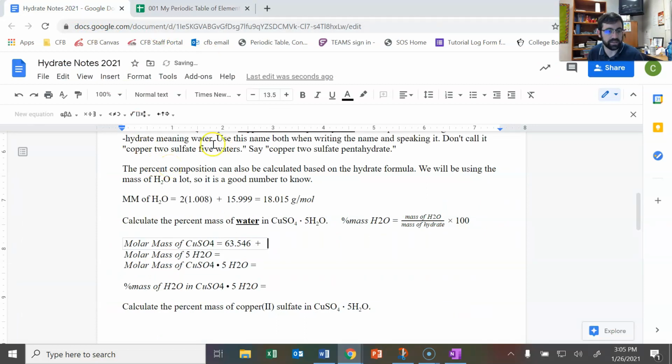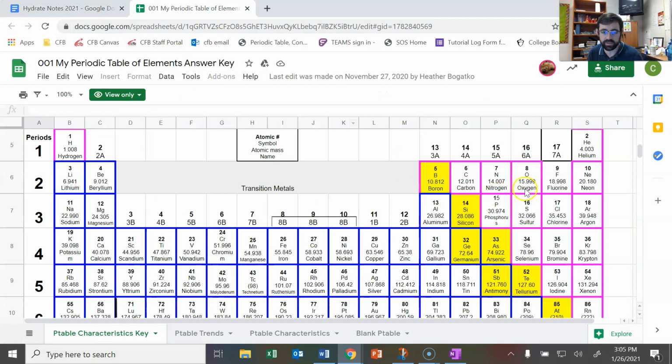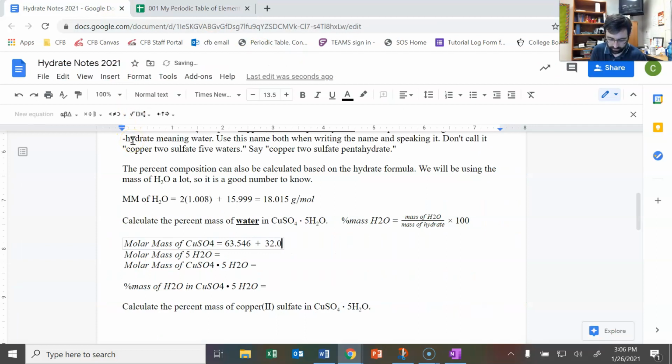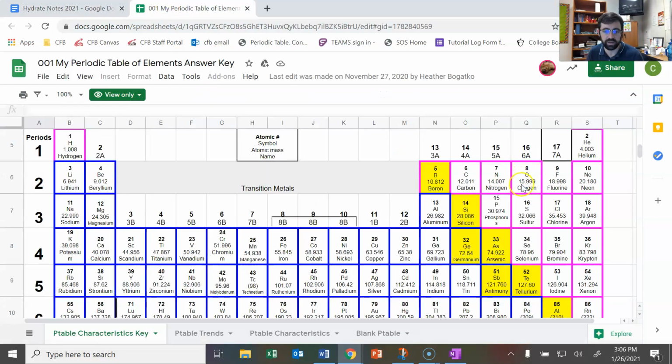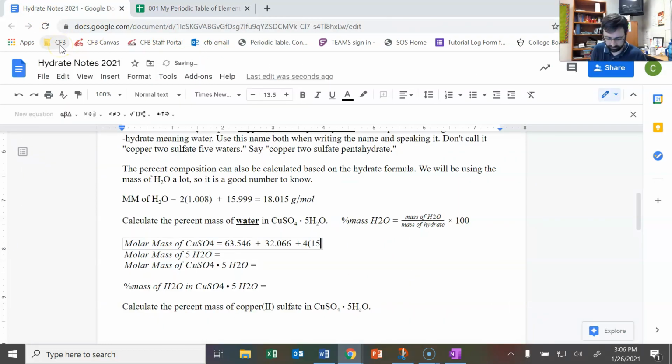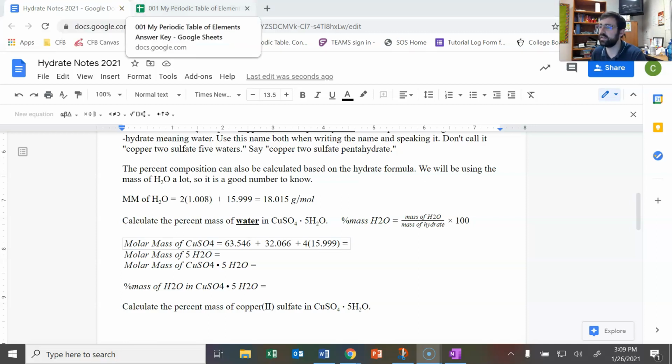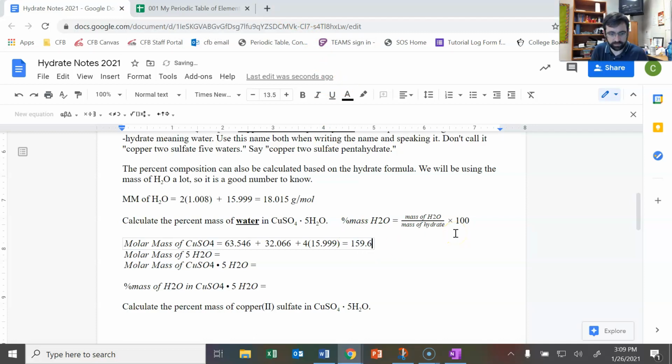And I'm going to add it to the mass of sulfur. Go back to our periodic table. Sulfur is a nonmetal. It's 32.066. Plus 4 oxygens. So we're going to do 4 times the mass of oxygen, which is 15.999. Okay. And when you put that in your calculator, I believe you're going to get 159.608 grams per mole, unless I've made an error, which is possible.